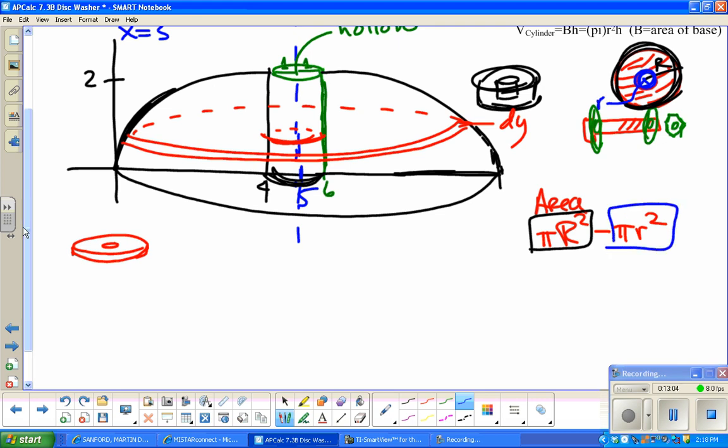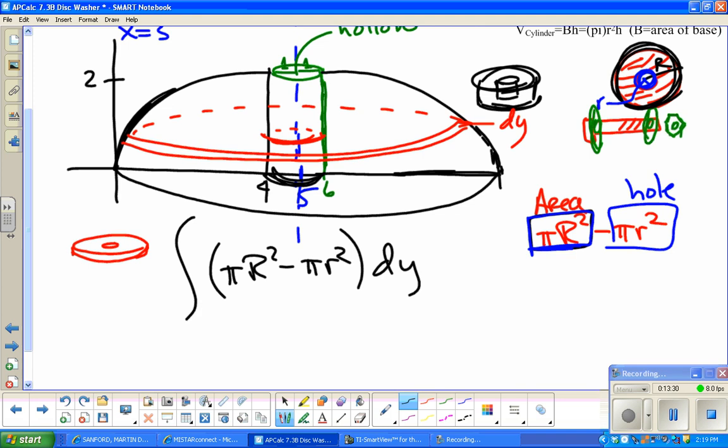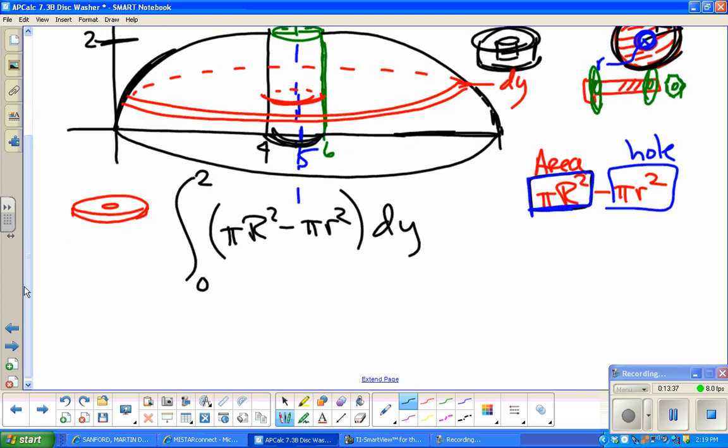Okay, so this is the hole, and this guy right here is the outer part. So you have the whole area, the complete area, minus the hole that's missing on the inside. Okay. All right, so let's find the area of one of these circles. So again, the idea is going to be pi R squared minus pi r squared dy. We're going to add them up for all of the y values, and the y values in this case will go from 0 to 2. Okay, so all we have to do is write down what big R and little r are.